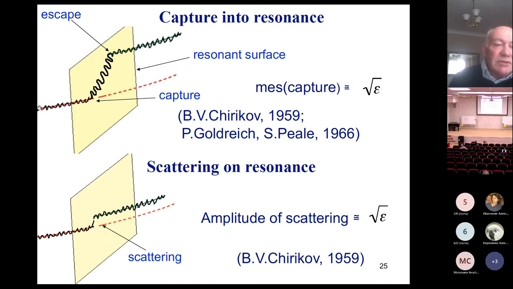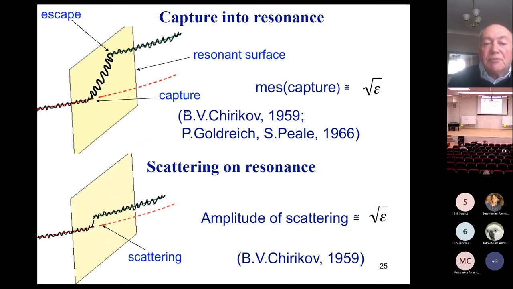And the average trajectory of the average approximation crosses the surface, because the average system doesn't know anything about resonance. And capture can be described as follows. We arrive at this resonance surface, and suddenly we start to move along this resonance surface with some oscillation across it. And then we can have escape from the resonance surface.